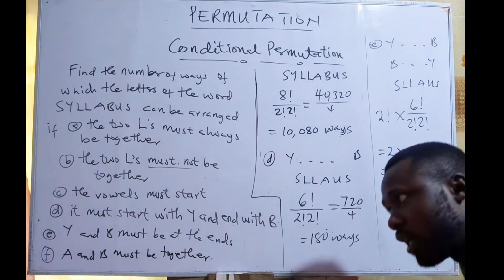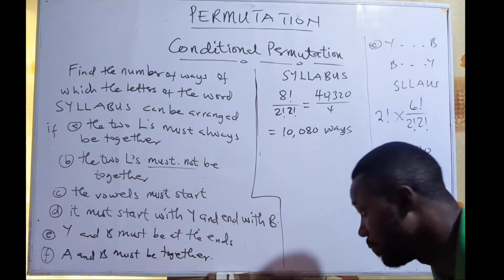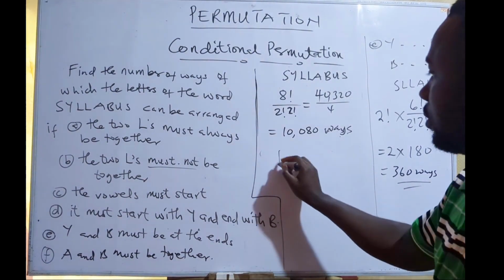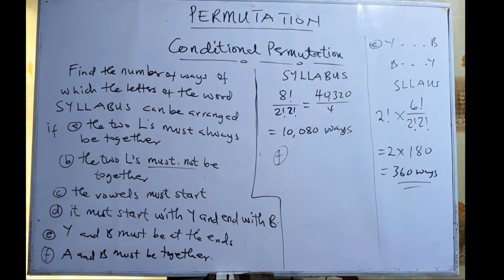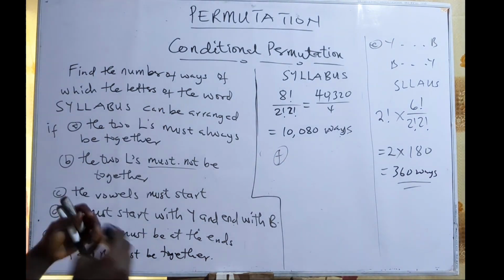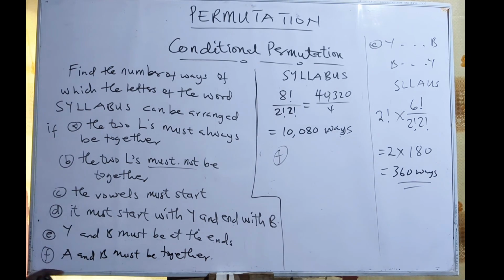Okay, so let's look at the last one. The last one says, F: A and B must be together. So A and B must be together in the arrangement. Wherever they are going, A and B must be together. So here, what you have to take note of is that if they must be together, you consider them as one letter.